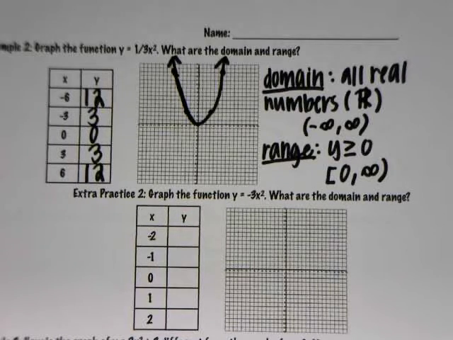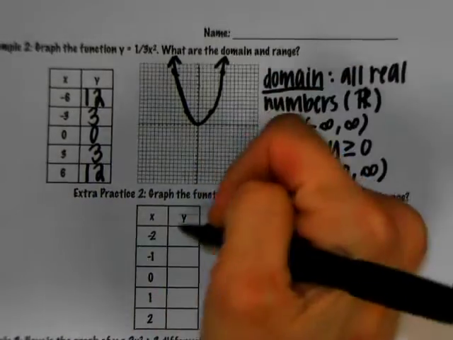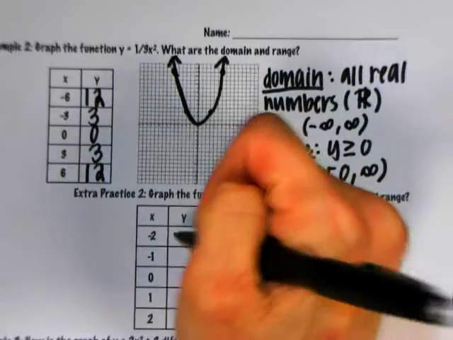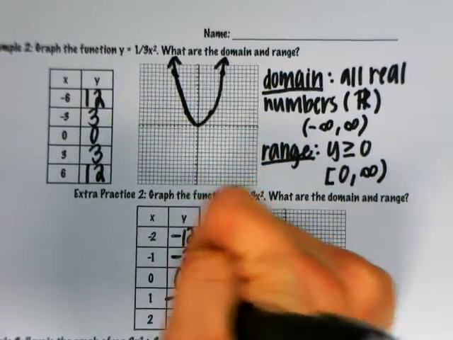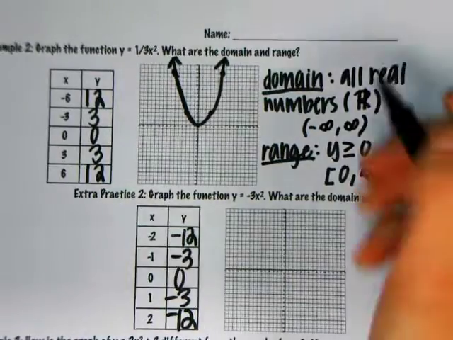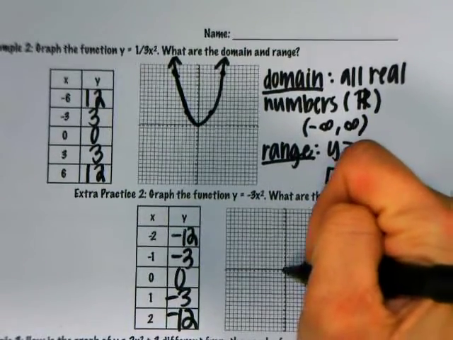All right, guys, what did you get when you plugged in 2? Negative 12, negative 3, 0, negative 12, negative 3. Show me the next. Okay, guys.